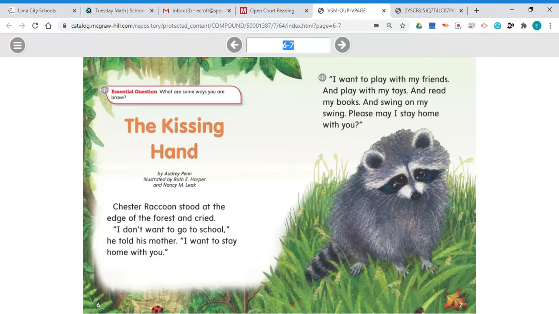Now I can make a connection between how Chester feels and how I felt when I first started school, because I felt kind of afraid, just a little bit scared the first time that I came to school because I didn't know anyone there. And I think that Chester might be feeling that same way, and that's the reason that he wants to stay home.